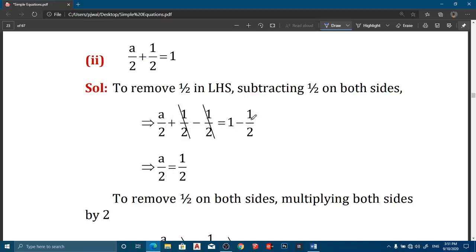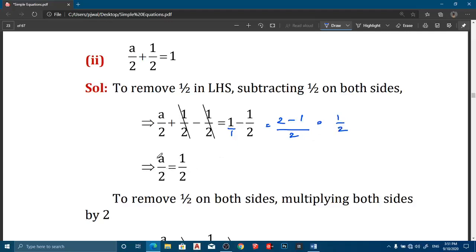Here 1 minus 1 by 2 means what? If you subtract half from 1, you will get half only. Otherwise, you have to take the LCM. We write 1 here: 2 ones are 2, minus 1 one is 1, by 1 two is 2. Cross multiplication, an easy method I am using. So 2 minus 1 is 1, over 2. So 1 by 2 is the answer of 1 minus 1 by 2.